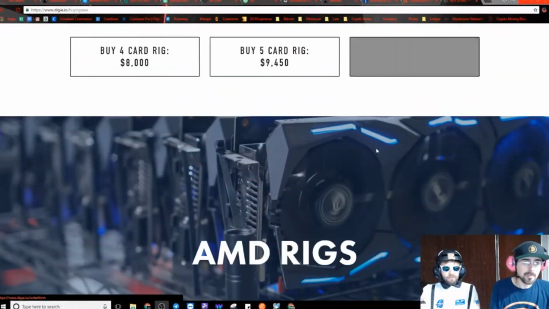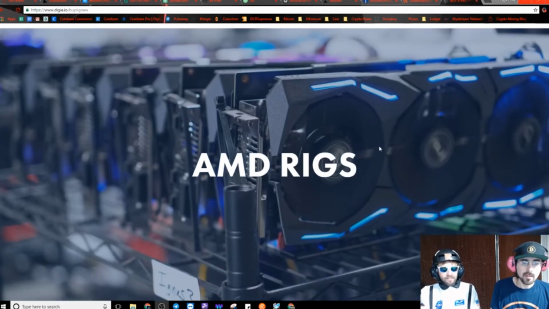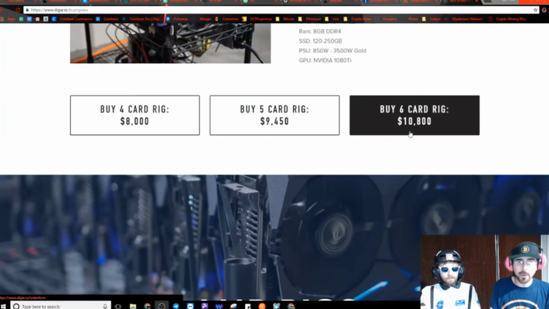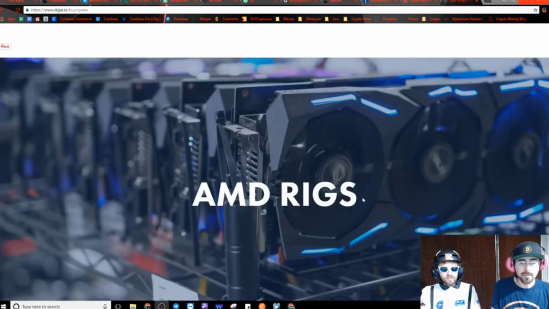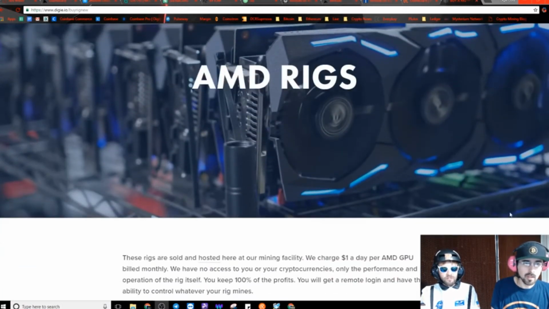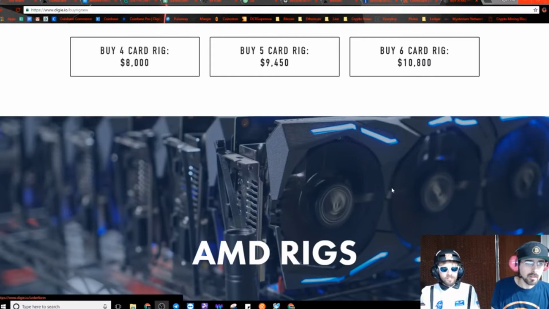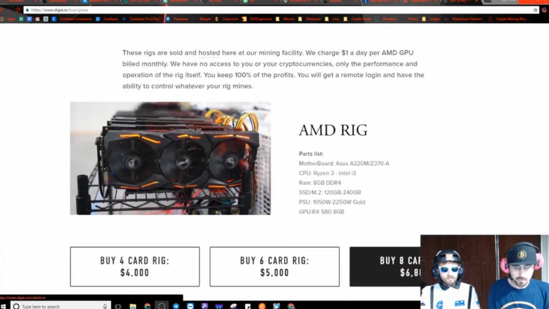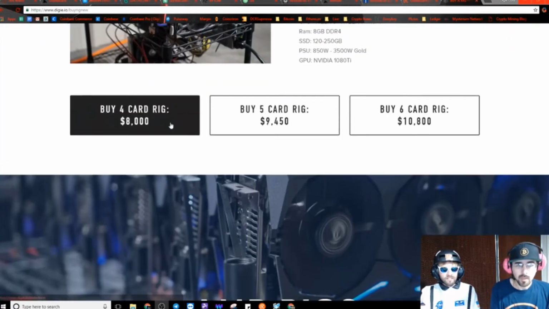So then we get into our AMD rigs. Love the AMD rigs. I'm a huge fan. NVIDIA is just really expensive. AMD is where we got our start. This is a great price to get in. $8,000 is your starting price for NVIDIA, and AMD is drastically different.